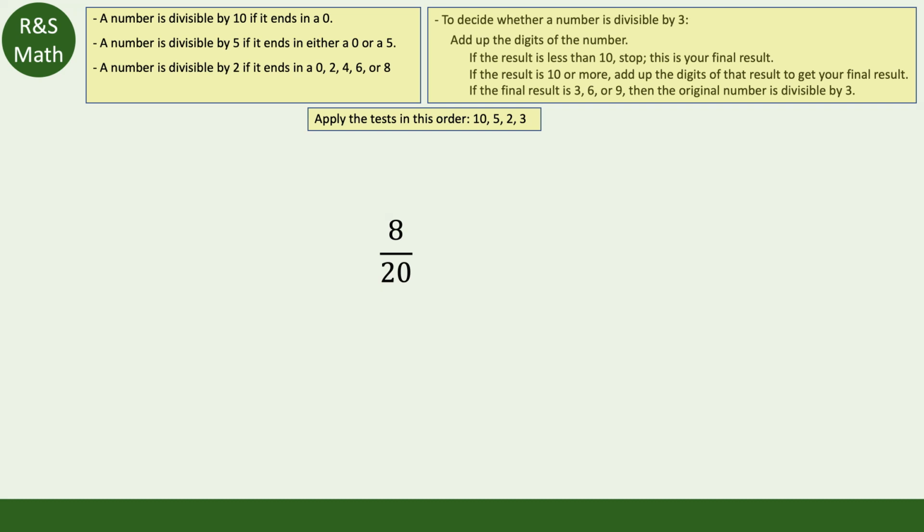Now check for divisibility by 2. Both 8 and 20 are even numbers, so they are both divisible by 2. 8 divided by 2 is 4, and 20 divided by 2 is 10. So 8/20 equals 4/10. 4/10 is a simpler form of 8/20. But is this the completely simplified form?